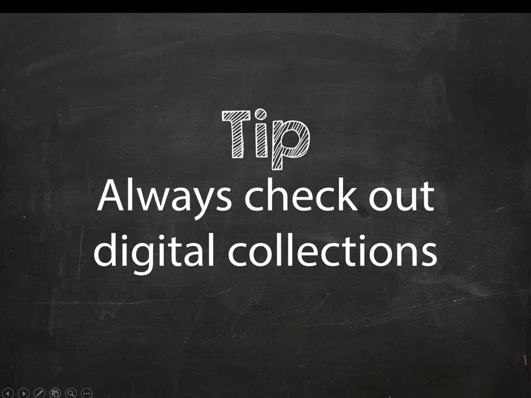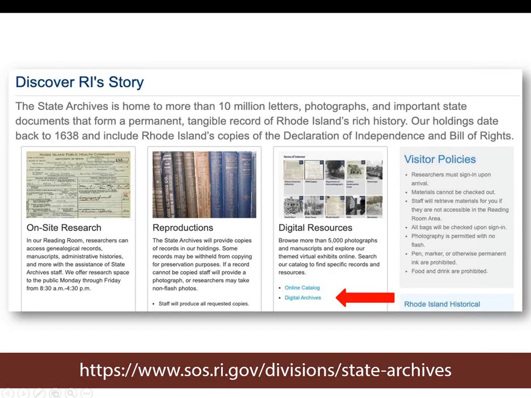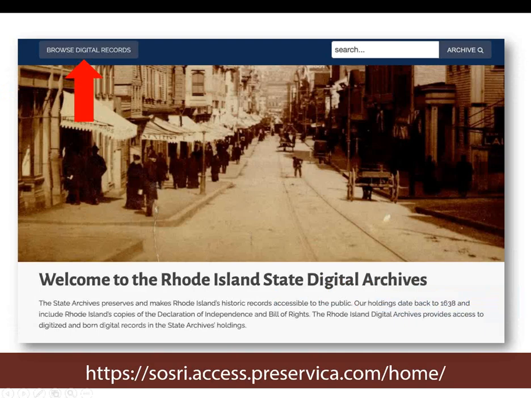When it comes to using or looking at any website of any of these repositories, big tip, always check out your digital collections. Even if you don't think you'll find something, you may be surprised. So in the Rhode Island State Archives, we do have the online catalog and the digital archives. When you click that, you get a whole new view, and it looks very fancy. We have a lovely, historic photograph, and then browse the digital collections.